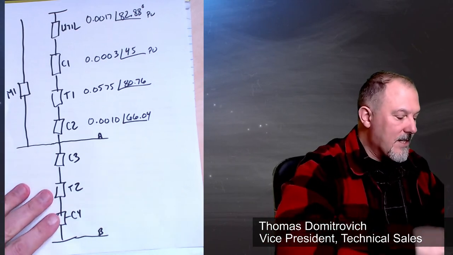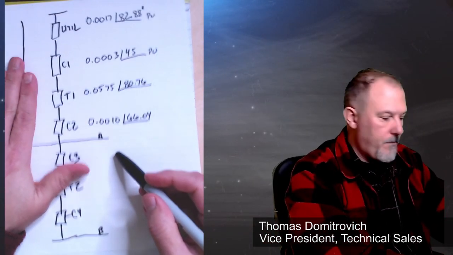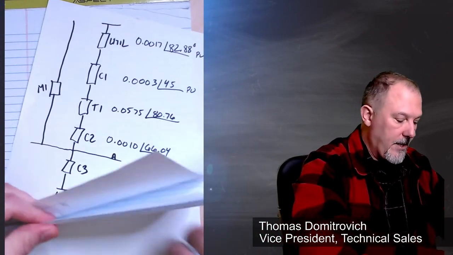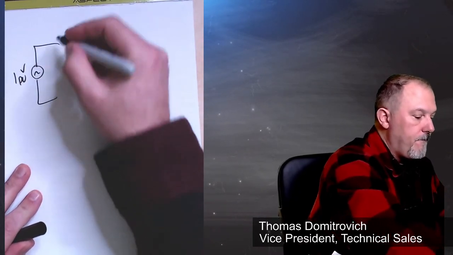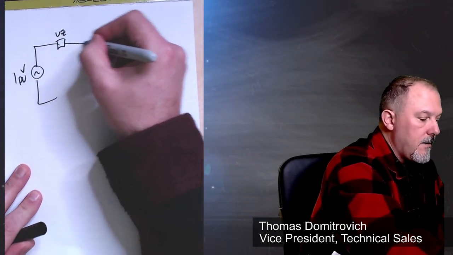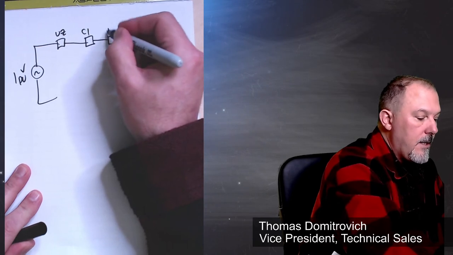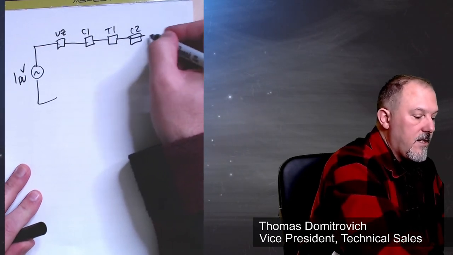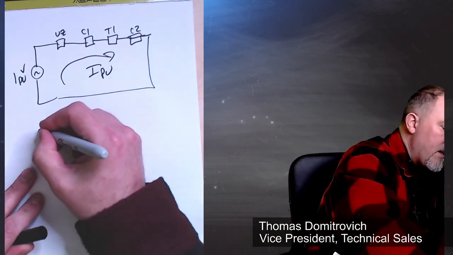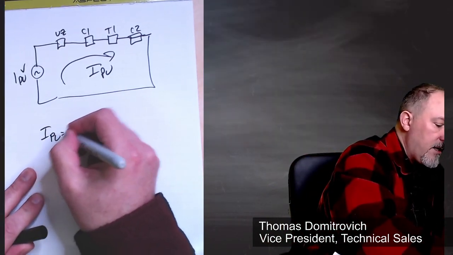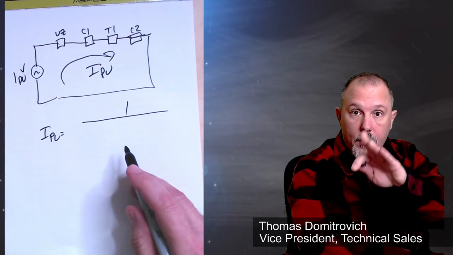Okay, so let's calculate the fault current at A, not including motor contribution. To do that, we draw a circuit. We already have a circuit, right? This is basically our circuit, and it's a Thevenin equivalent looking up from A. We have one per unit voltage, our utility Z, C1, T1, C2. I per unit is equal to 1 over the total impedance, because voltage is 1 per unit. Because why?